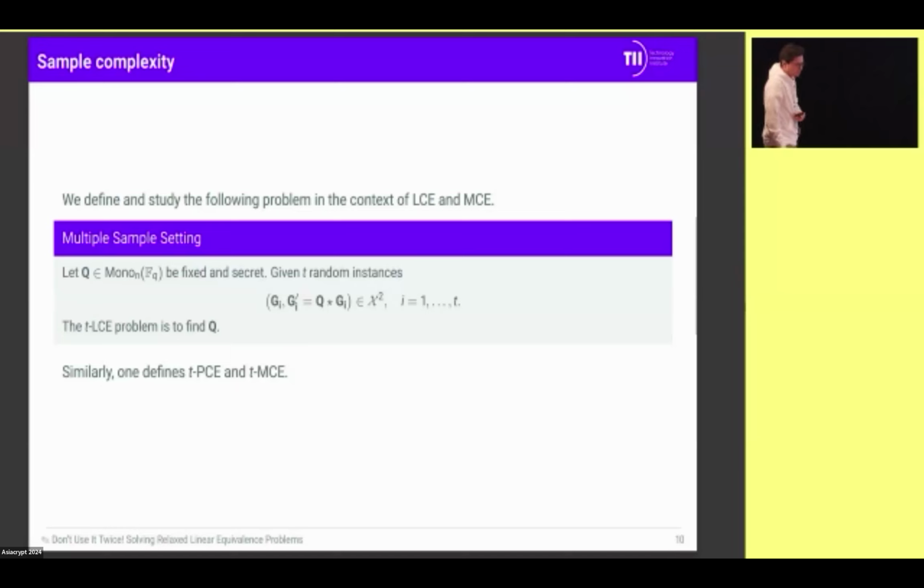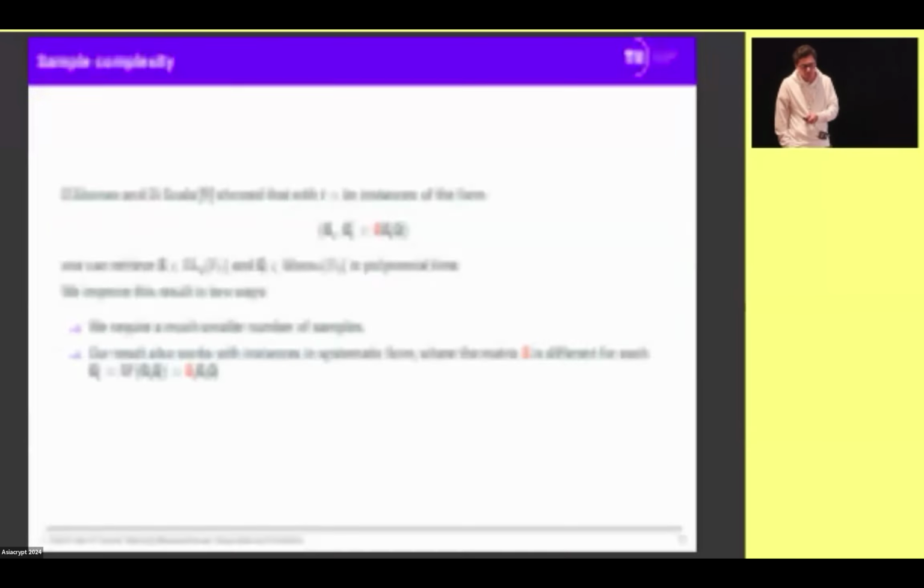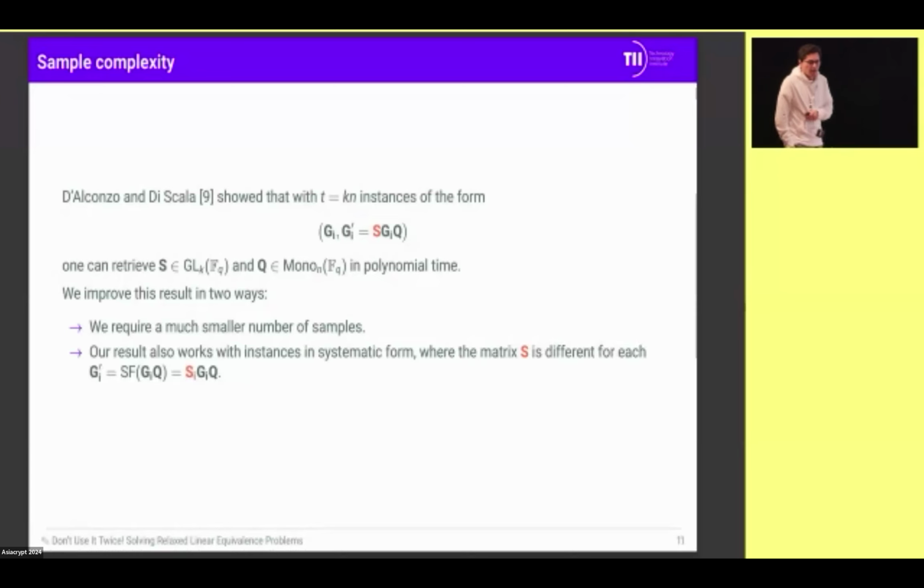Okay, on the sample complexity. What do I mean? Let's formalize the previous problem that I mentioned in the beginning. You have polynomially many samples, T samples of G_i, and then you have G_i prime, where G_i prime comes from the action of Q star on G_i. We define in the paper that this is called the T-LCE, the T linear code equivalence problem. You want to find Q. Similarly for permutation and matrix equivalence, you have the same definition. You just replace the group, the set and the group action, for sure.